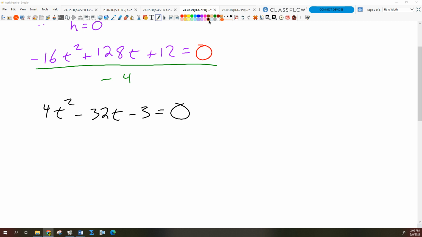Now, would we want to try to factor this? Probably not. We can tell right away because could we find magic numbers that multiply to -12 and add to -32? Good luck. That's not going to work, is it? So we're going to have to just use the quadratic formula.